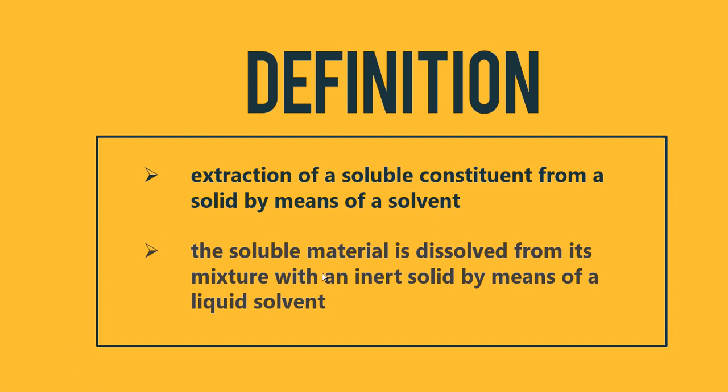So, our material, specifically our constituent referred here, or the solute, is together with an inert solid, meaning this inert solid portion of your solid will not whatsoever be dissolved by your liquid solvent. So, your liquid solvent will selectively only dissolve the constituent or the solute from the given solid matrix.